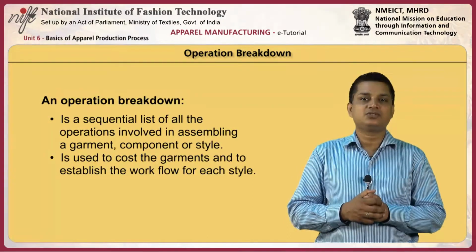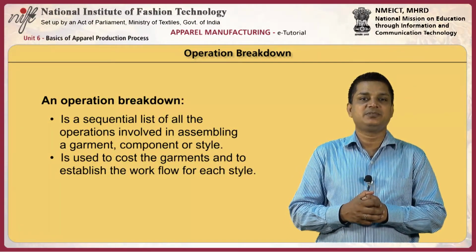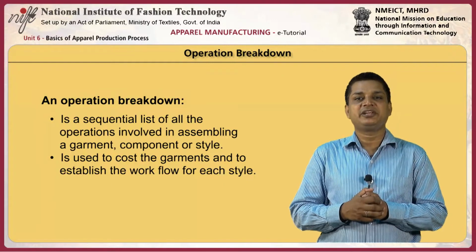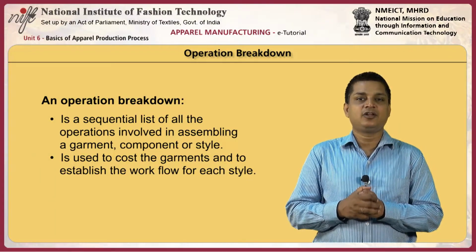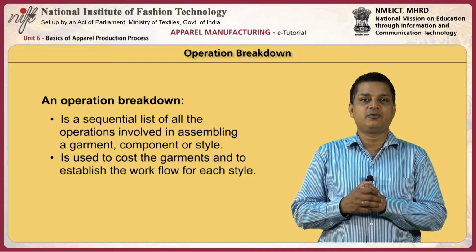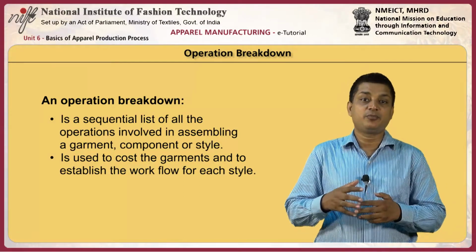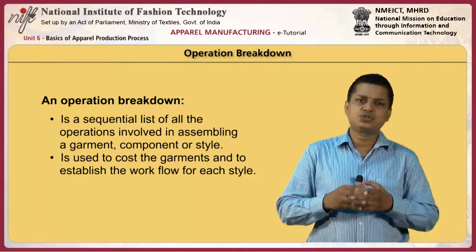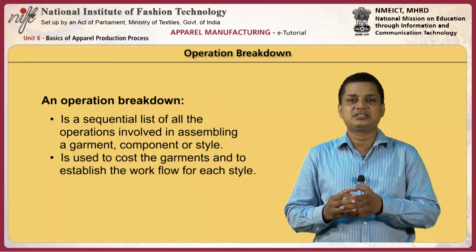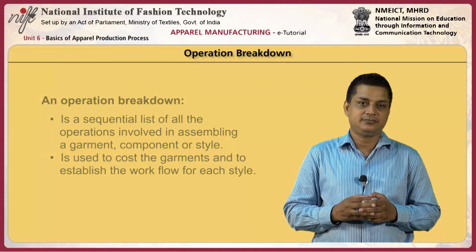An operation is one of the processes that must be completed in converting materials into a finished garment. An operation breakdown is a sequential list of all the operations involved in assembling a garment, component or style. It is used to cost the garments and to establish the workflow for each style.